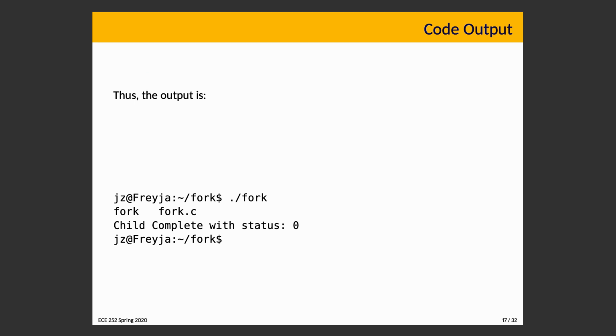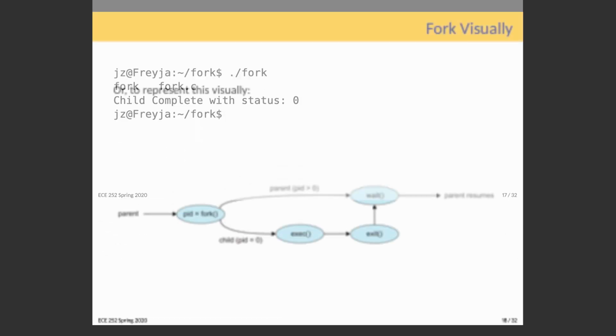Okay, so the output looks something like this. If the directory contained only fork and fork.c, then it would show that, and then finally the parent process would print complete with status 0. As is expected, ls returned 0 because that makes a certain amount of sense.